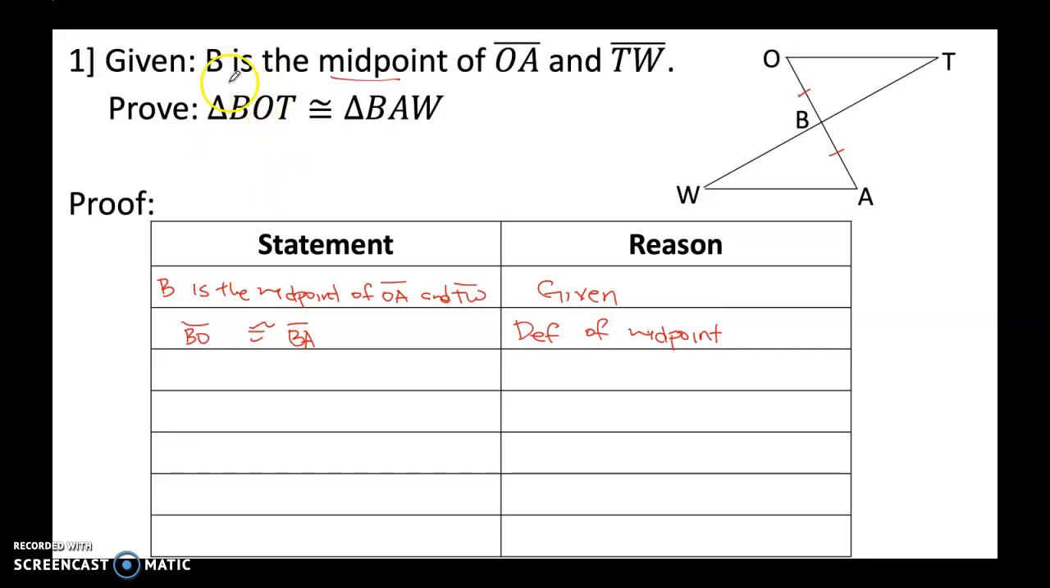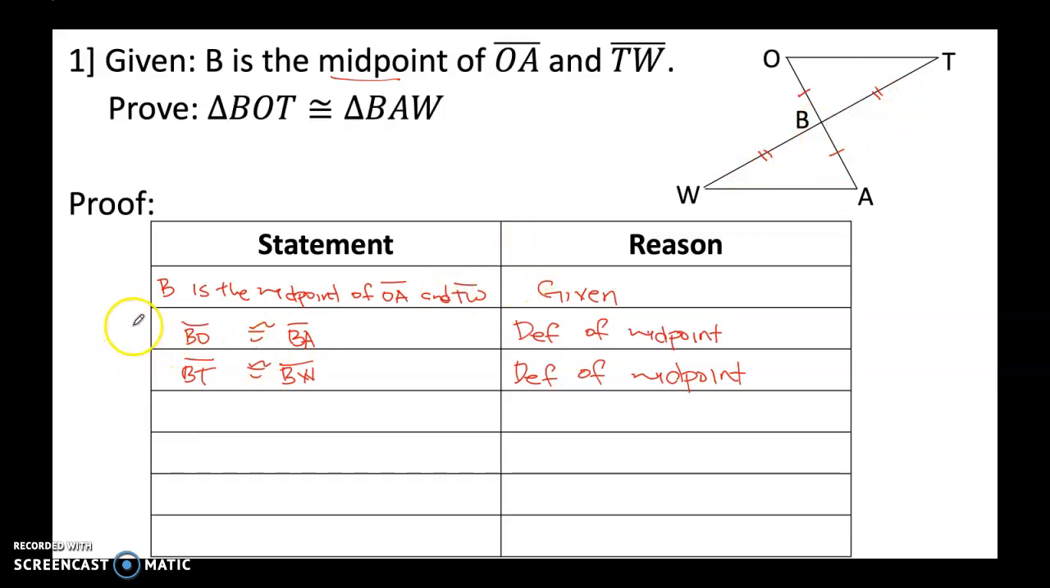Another, point B is also the midpoint of segment TW. Therefore, we also have the congruent segments. So we have BT is congruent to segment BW. Reason? The definition of midpoint. So again, the definition of midpoint: if a point is a midpoint of a given segment, it divides the segment into two congruent parts.